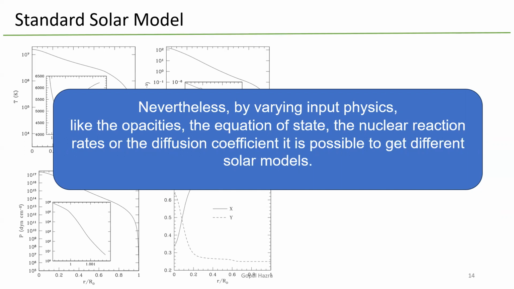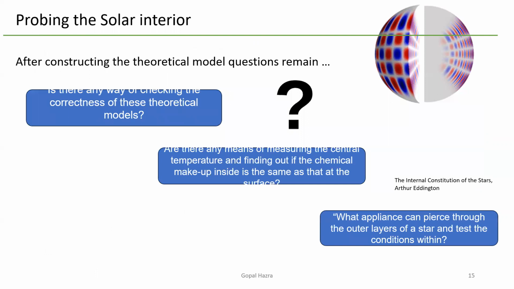Okay. So after you develop a successful model, how many of you have heard about the Arthur Eddington limit? Eddington, in his book The Internal Constitution of the Stars, when the model was being built, imposed this question. You develop a model and we don't believe it. He was a very good physicist, so he asked first: is there any way of checking the correctness of this model? Are there any means of measuring the central temperature and finding out the chemical composition?